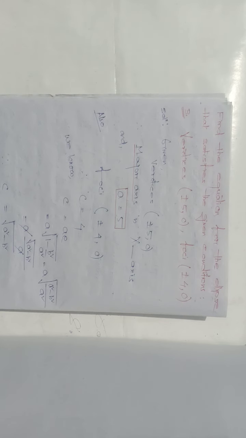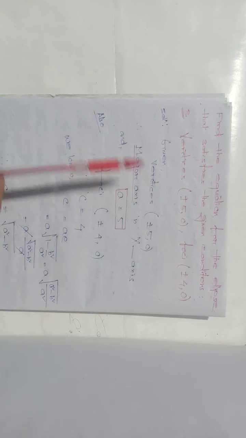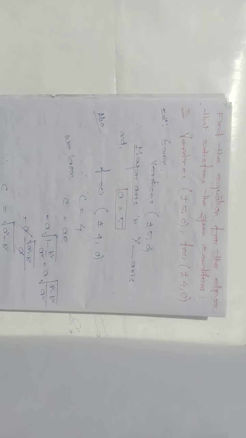So students, the next question is, find the equation. In this type of question you have to find the equation of the ellipse with the help of the given conditions. Here the conditions given are vertices plus minus 5 comma 0 and foci plus minus 4 comma 0. Vertices plus minus 5 comma 0 means that the vertex lies on the x-axis. So the major axis is x-axis here, so a equal to 5. Now foci is given plus minus 4 comma 0, so c equal to 4 here.